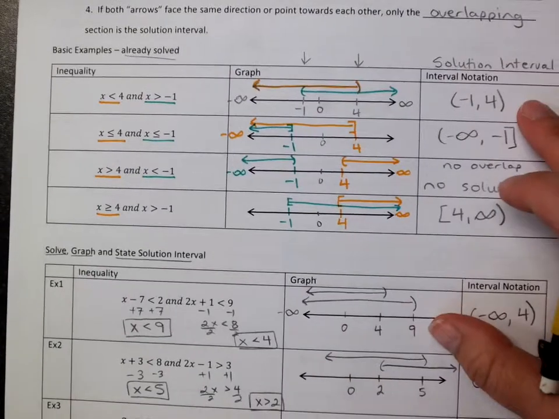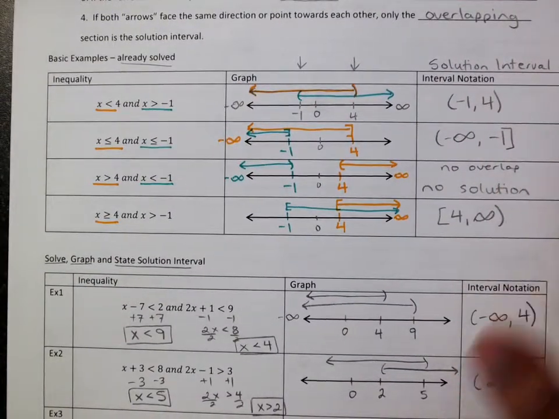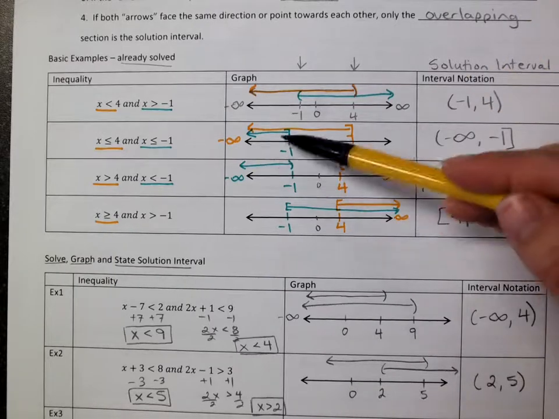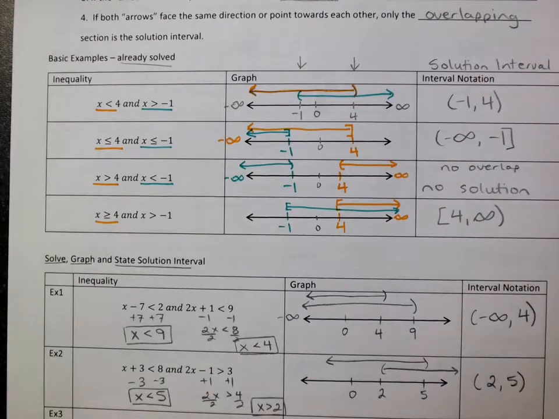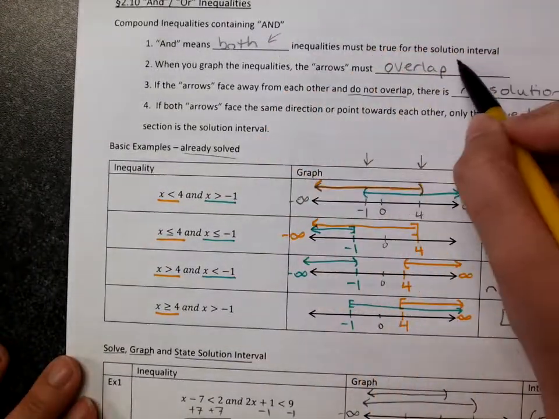And again, feel free to use 2 different colors. Our brains react better with color, and so color can help you really see that overlap. So those are and. And is both. And is both. They have to overlap.